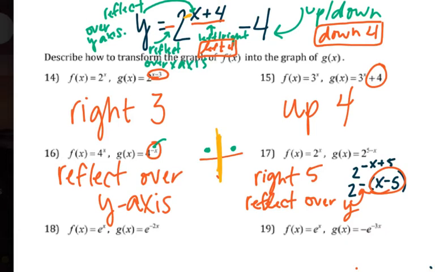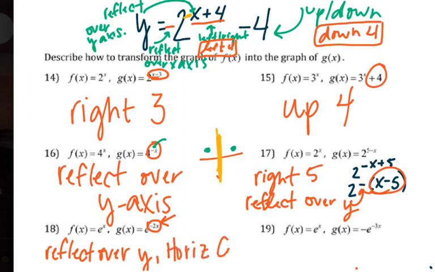I didn't add this one. 18 is a negative, so that's again reflect over y. All of these reflect over y's. But there's a 2 there, so a 2 is called a horizontal because it's with x, it's horizontal. But everything with x is the opposite of what you would think. So this is actually called a horizontal compression, which is super weird.